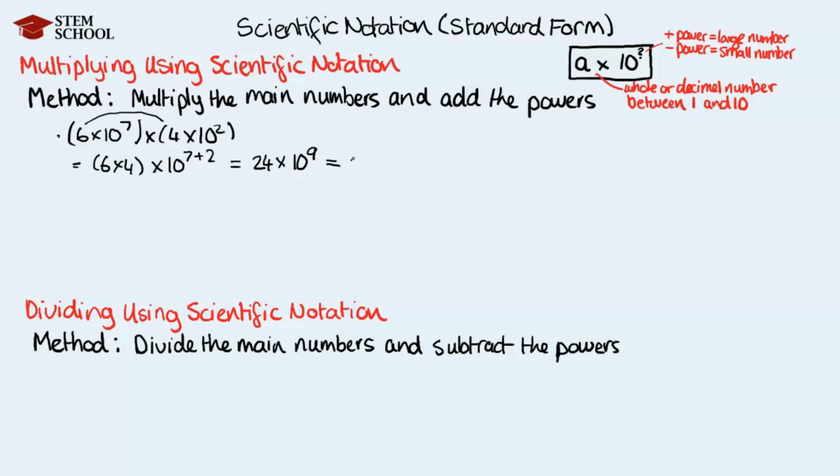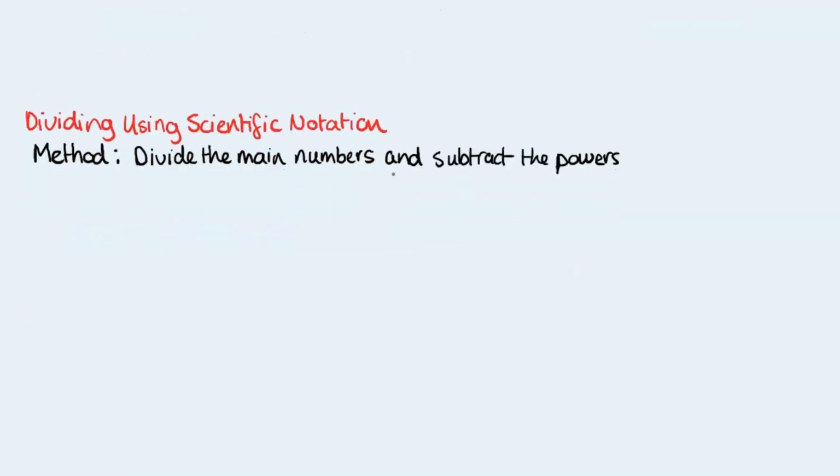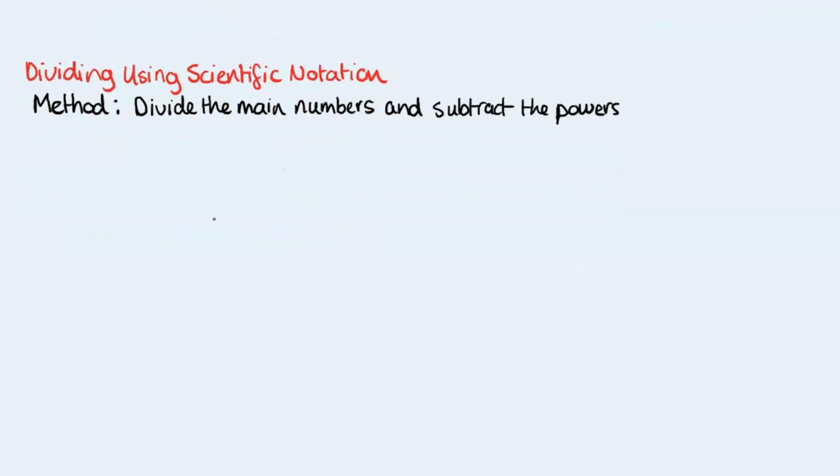So what we're going to do is convert this. So it'll be 2.4. Now we have to modify the powers. So it'll be 2.4 times 10 to the power of 10. Okay? Now let's go on to dividing using scientific notation.